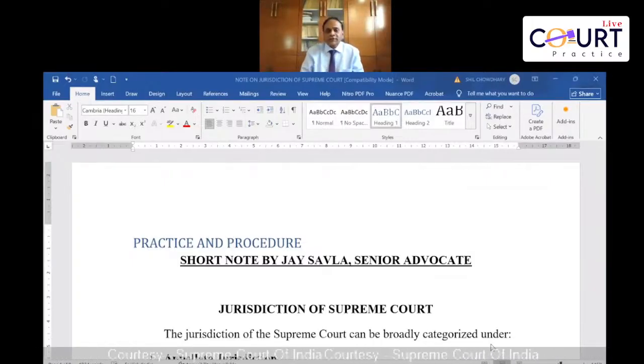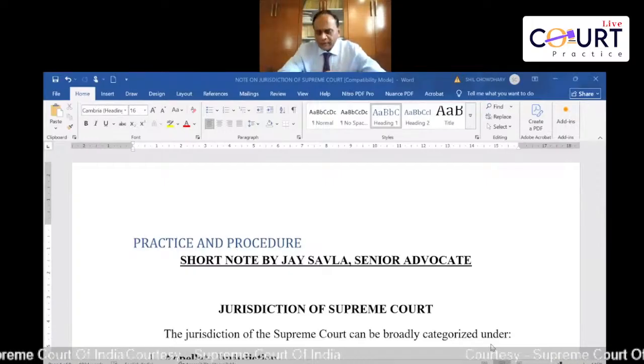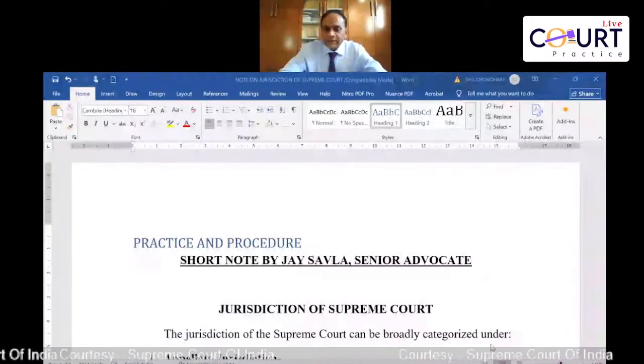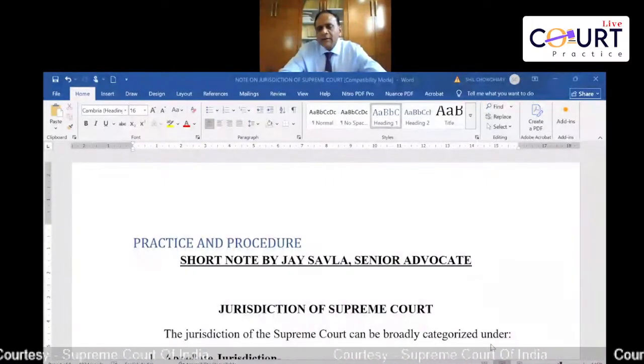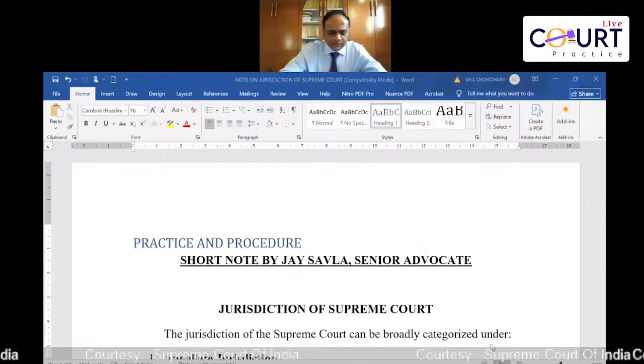And what is the procedure? What is the form which will be filed? How are the pleadings drafted? What are the affidavits? What are the certificates required? How is the wakalatnama to be executed? How is e-filing done? These are all manner of procedure. Therefore, practice and procedure is a very important paper, and it is the heart of our syllabus.